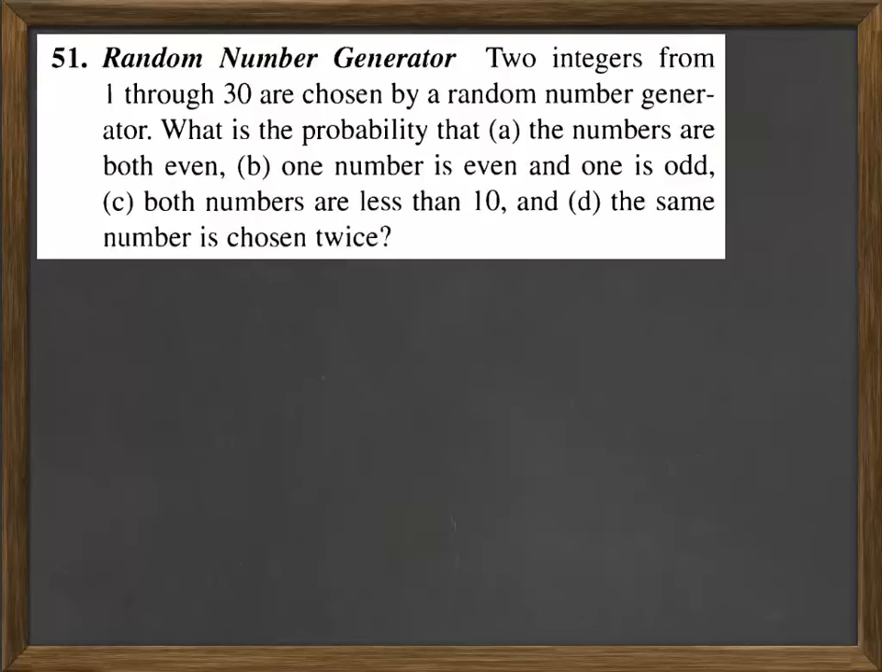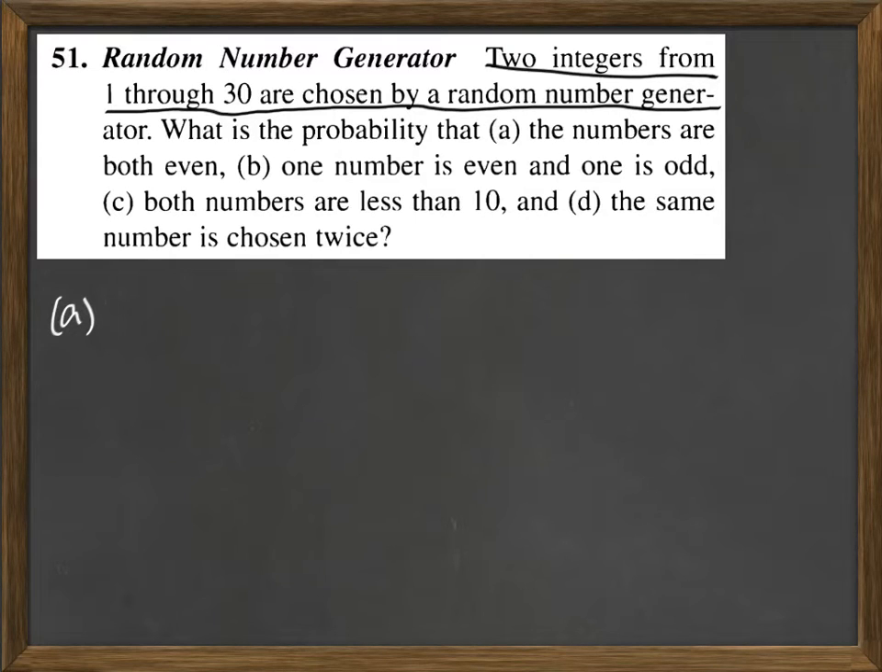All right, what we got here is a random number generator. It says two integers from 1 through 30 are chosen by a random number generator. What is the probability that, let's do this first one, A, the numbers are both even?